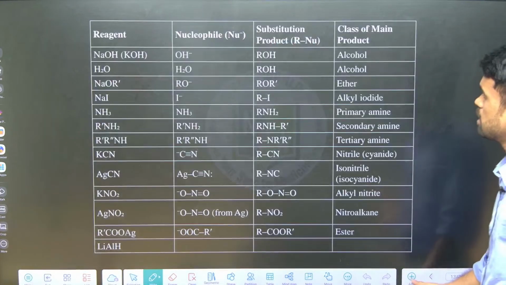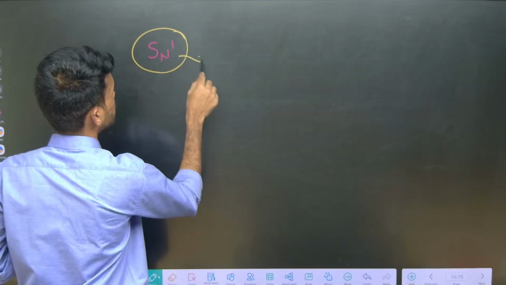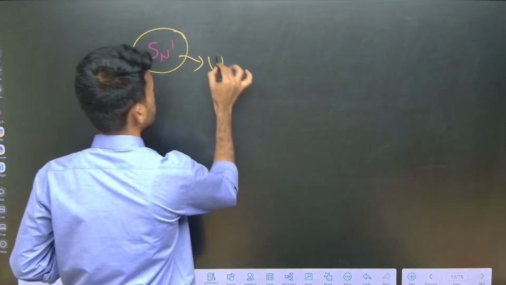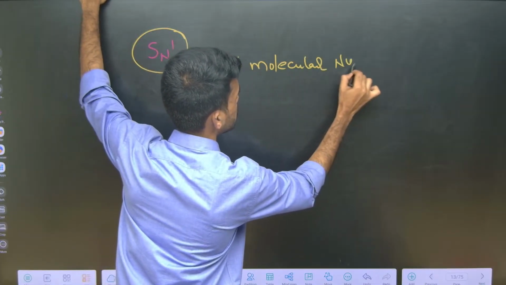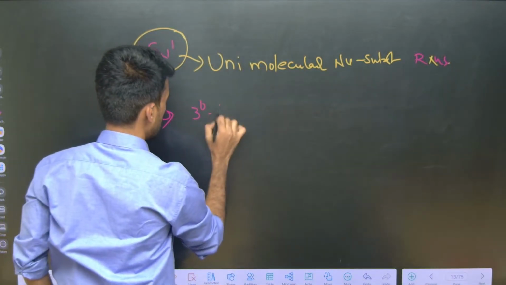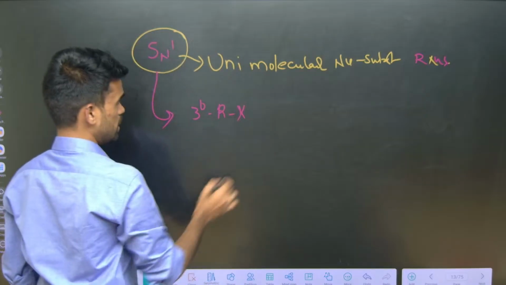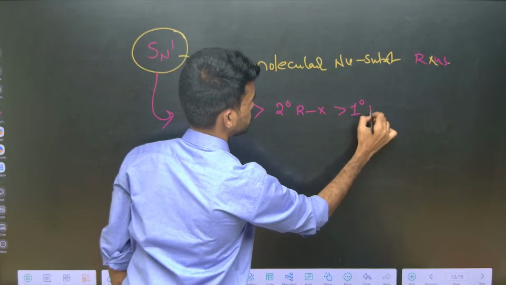Particularly I will be explaining the SN1 reaction here. What do we mean by SN1? Unimolecular nucleophilic substitution reaction. So what happens in SN1 reactions? Remember this, whatever points I am writing: tertiary alkyl halides react faster compared to secondary and primary. This is what you need to remember here.